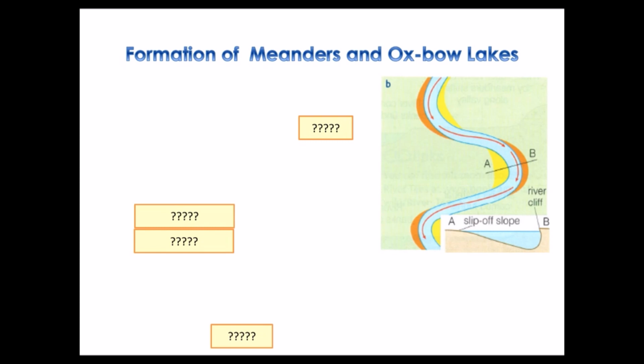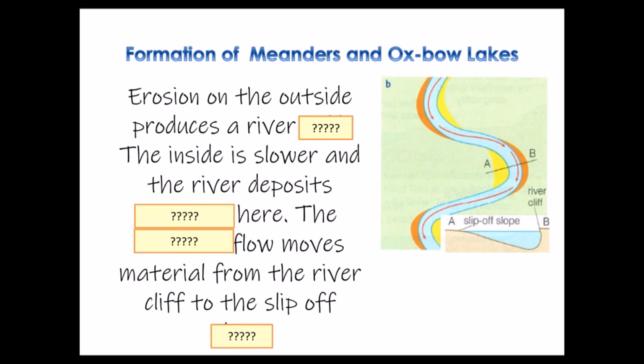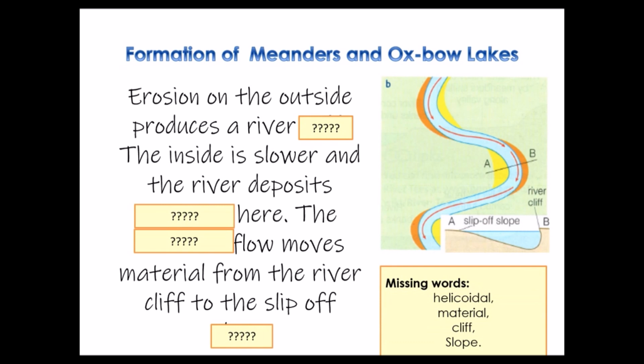Let's have a look at that second picture. Can you see how much that meander has become much more exaggerated because of that erosion on one side and deposition on the other? Here are your sentences. Pause now looking at those missing words, fill them in, and then let me know by unpausing that you're ready to go through those answers.